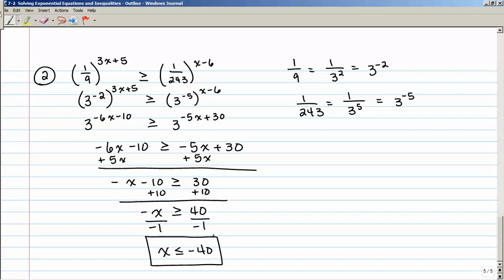It's going to get a little messy, and I don't think I can do that in my head. But that's how you would solve an exponential inequality. Just make sure that whenever you're dealing with inequalities, you remember to flip the direction of your inequality sign if you multiply or divide by a negative.